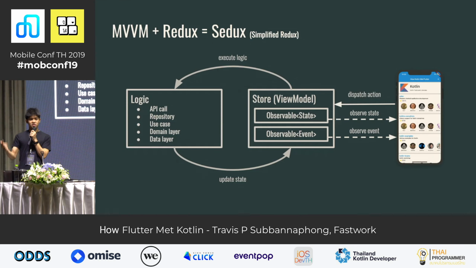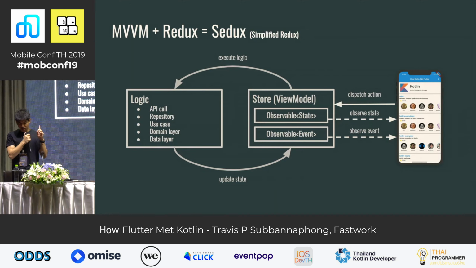Now, this is what me and my team came up with. This is the architecture. It's kind of like MVVM plus Redux, but it's not really. And I would like to call it CDux because it's short for Simplified Redux. Now, let me tell you about it. So on the right side here, we have the Flutter UI. And when something happens, let's say the user will refresh and we would like to fetch new data, the UI will dispatch an action to the store.